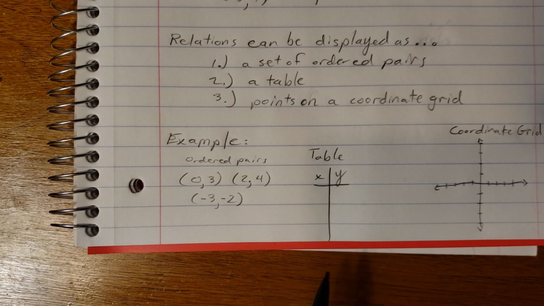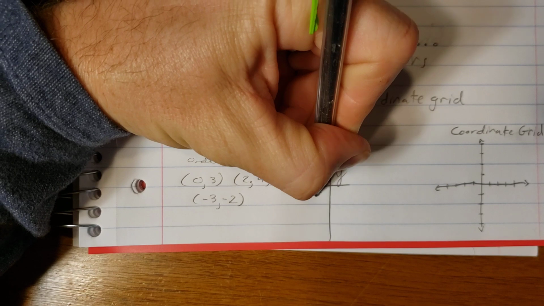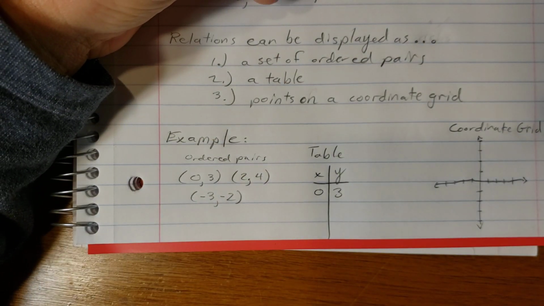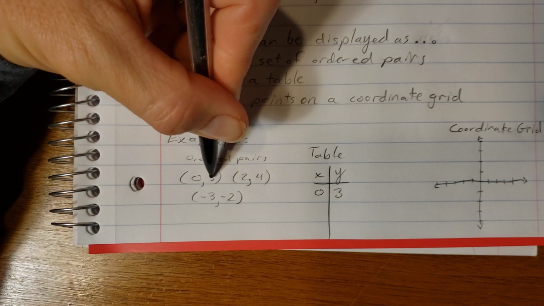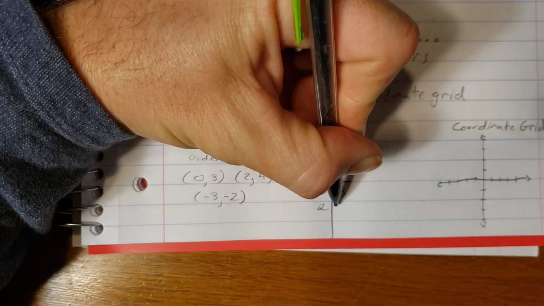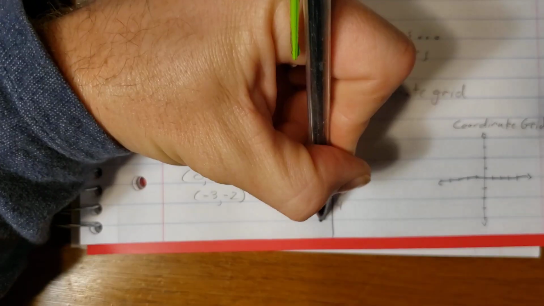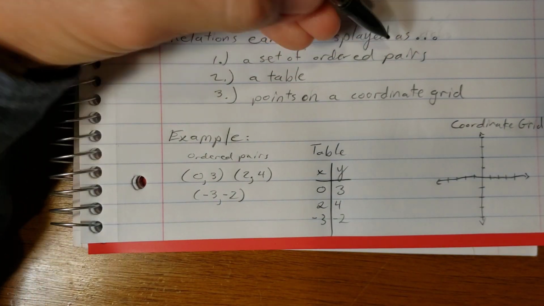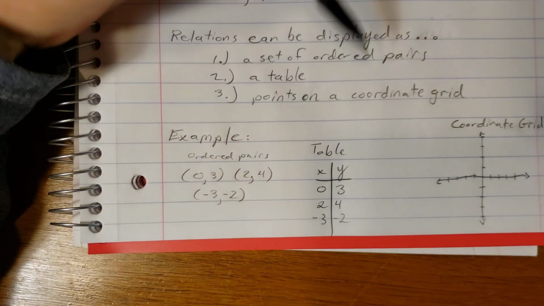We could write them in a table, so we would just put the x coordinate in the x column and its corresponding y coordinate in the y column: 0, 3. Then we can write the next one, 2, 4, and the final one, -3, -2. So we just listed the ordered pairs in our table.